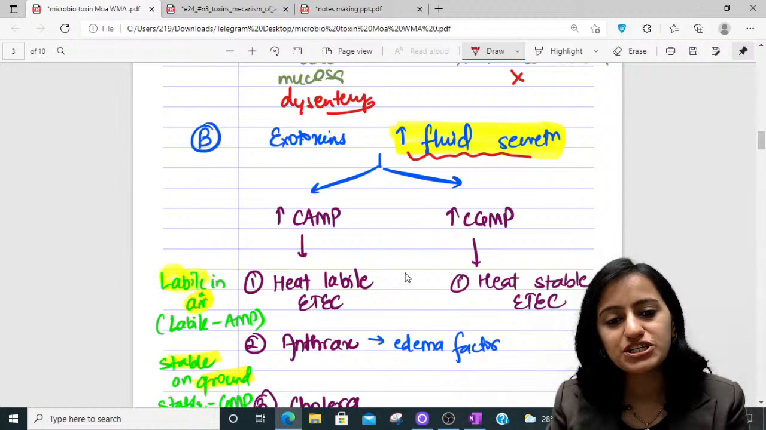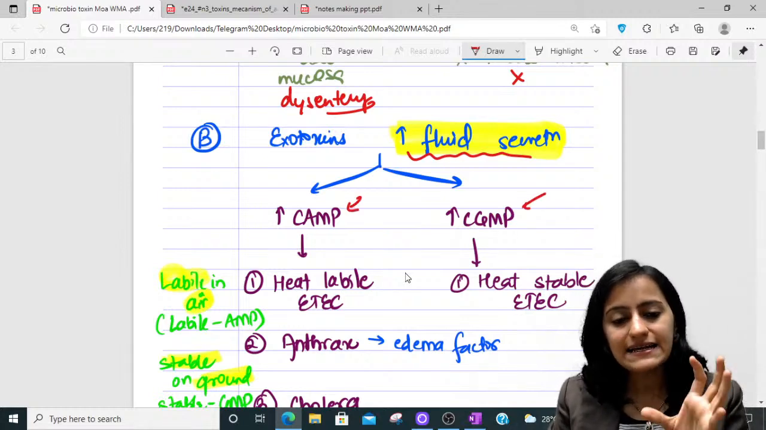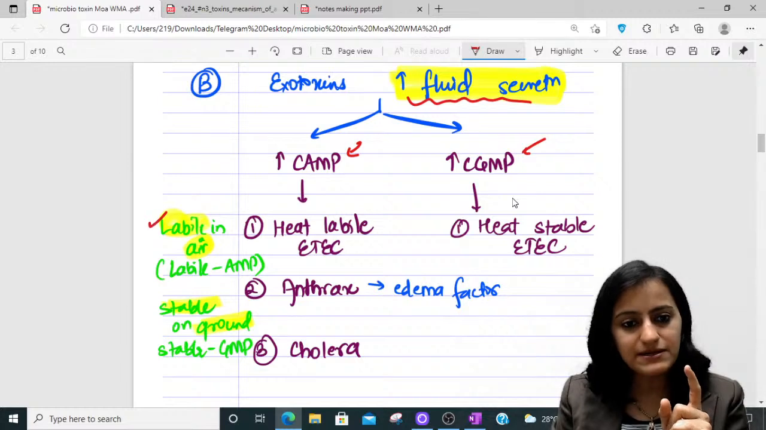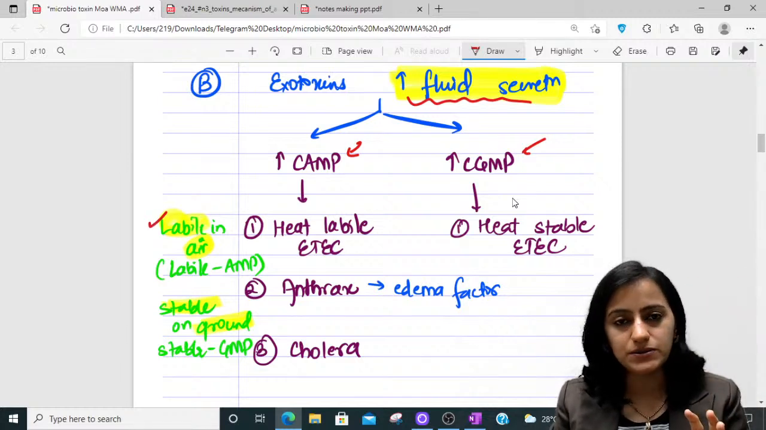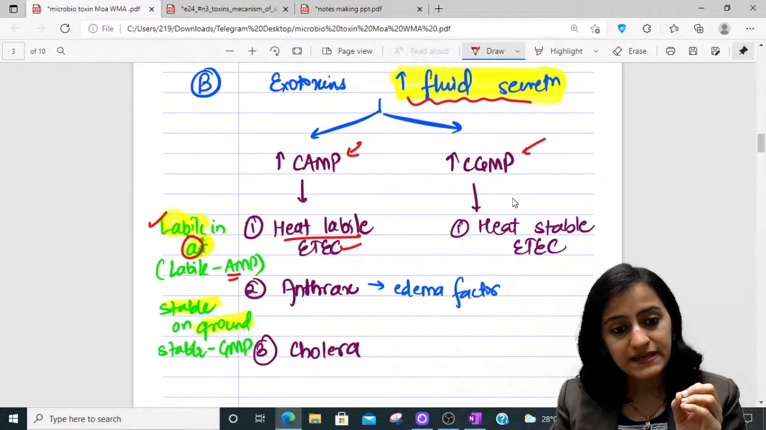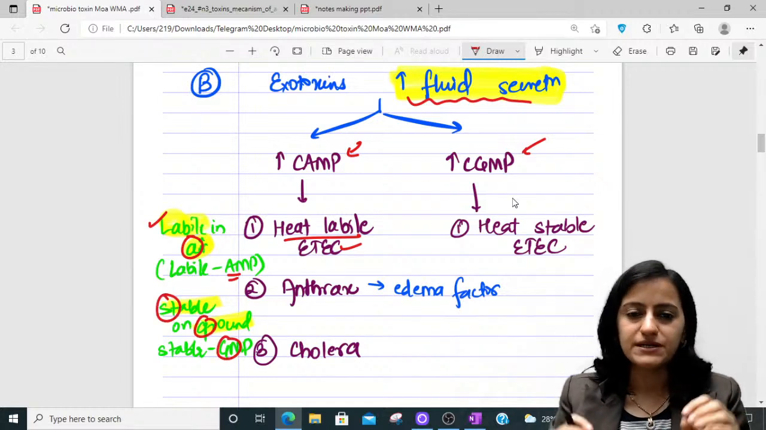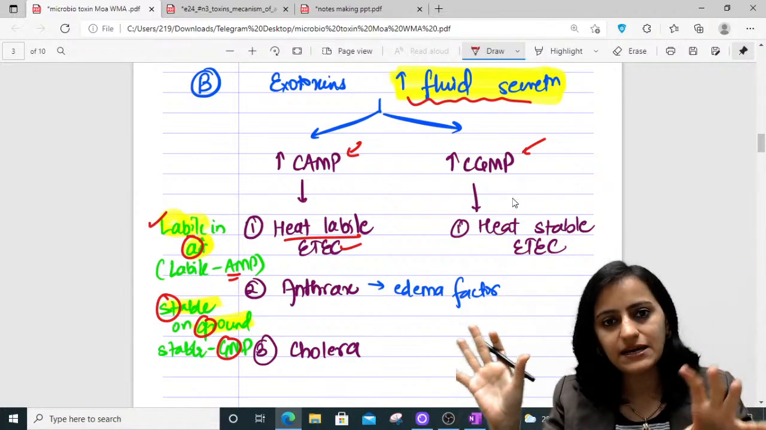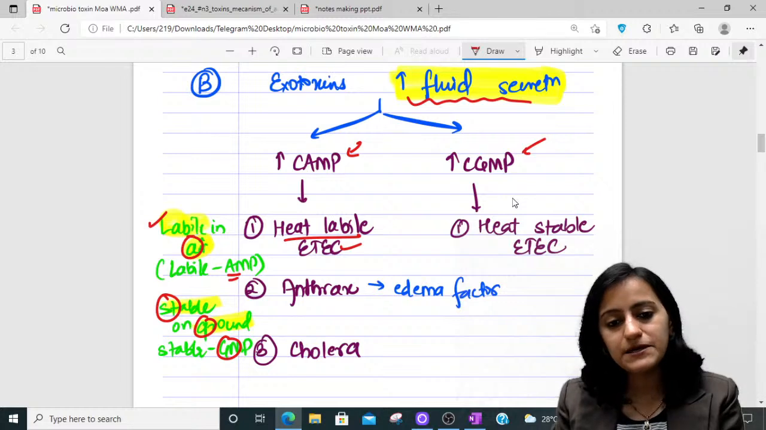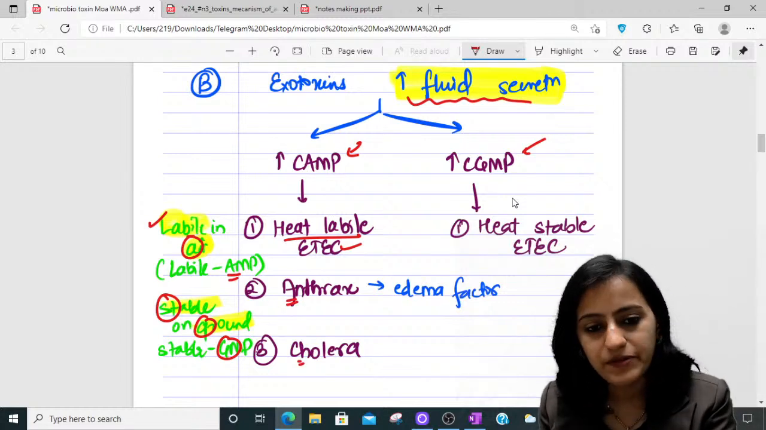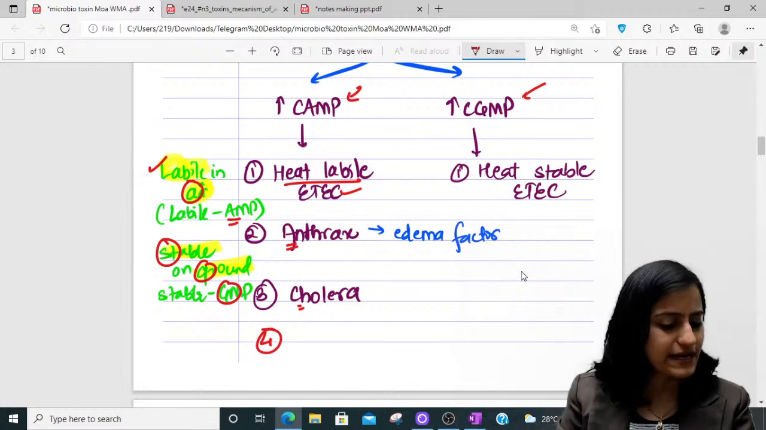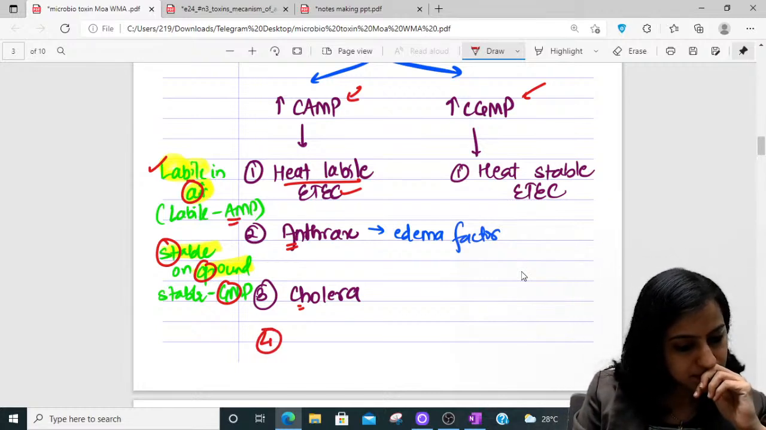So we know that for fluid secretion it is cyclic AMP, cyclic GMP. Cyclic AMP increase करने वाले 3 हैं, cyclic GMP increase करने वाले there is only 1. So the mnemonic to remember is labile in the air and stable on the ground. That means the heat labile toxin of ETEC, labile in the air, is cyclic AMP. Stable is on the ground, that is cyclic GMP. Now the next ones which act by cyclic AMP are anthrax and cholera. There's one more toxin which also acts by increasing cyclic AMP. Can anyone tell me which is that?